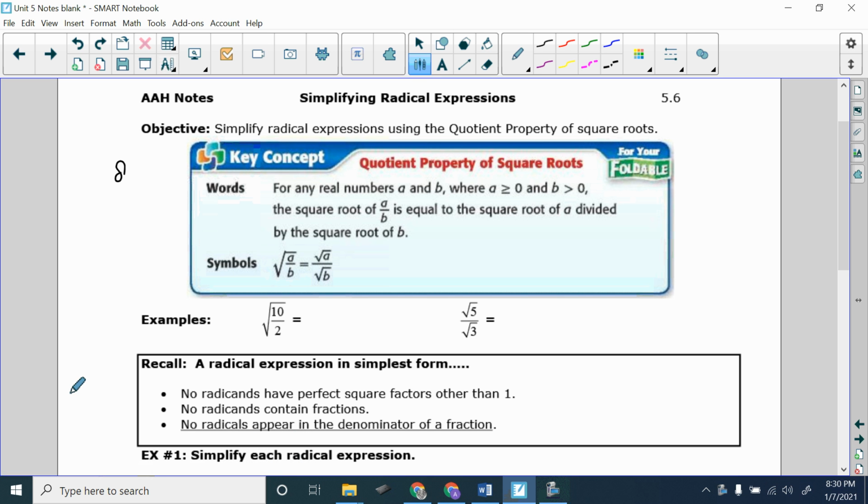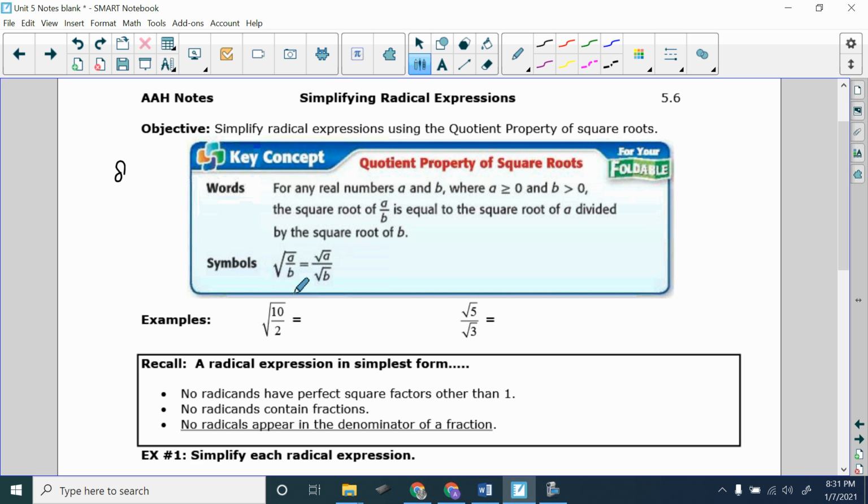Hello, algebra students. This next video is about simplifying radical expressions, mostly when we have a quotient dividing. When we want to simplify an expression, remember that you're trying to do a few things. First, you cannot have any perfect squares under the square root. This is what we did last section. You cannot have a radicand that contains a fraction, and you cannot have any radicals that appear in the denominator.